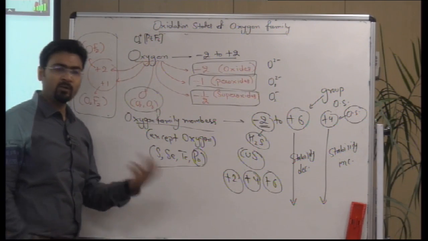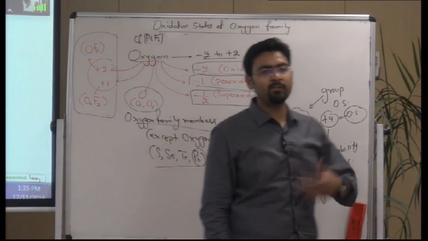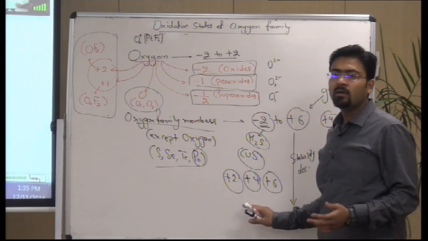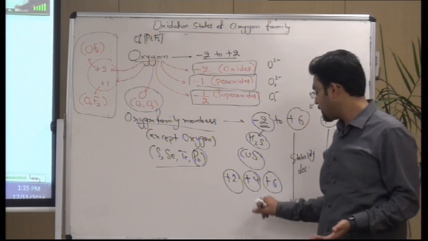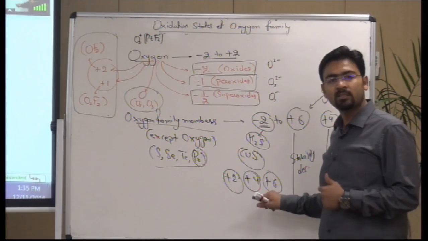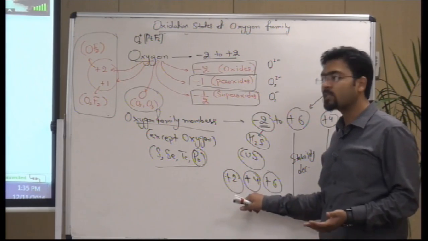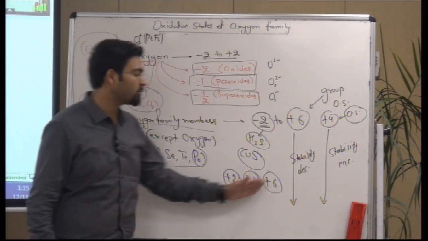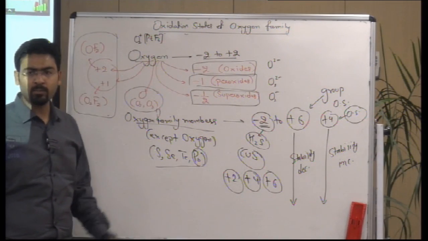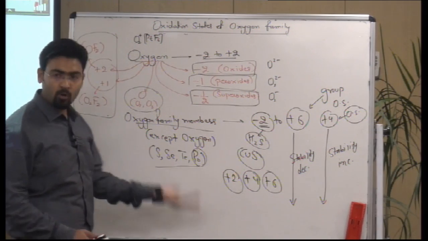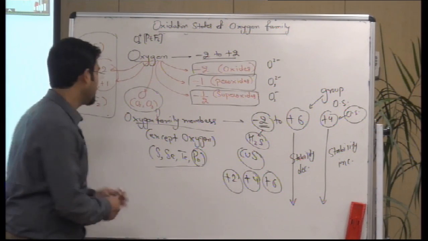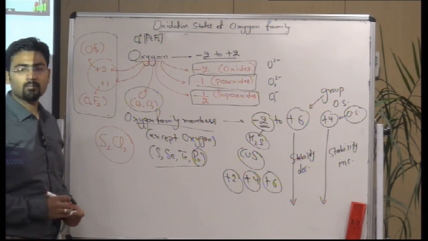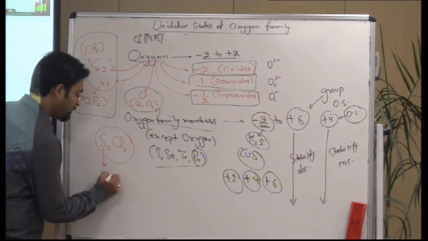Like for example, if I talk about the popular compound of sulfur, sulfur dioxide SO2, it is present in +4, sulfur trioxide +6, sulfur hexafluoride SF6 +6, sulfuric acid, sulfur in +6, sulfurous acid +4. So the most common oxidation states are +4 and +6. In fact, +2 is there, but in some compounds. +1 is also there, but in very few compounds like S2Cl2, in which sulfur is in +1 oxidation state.